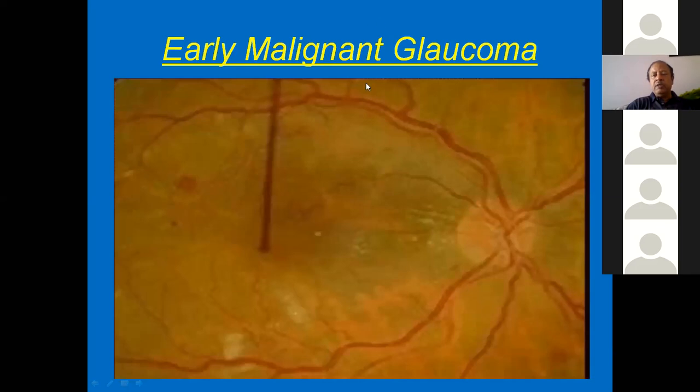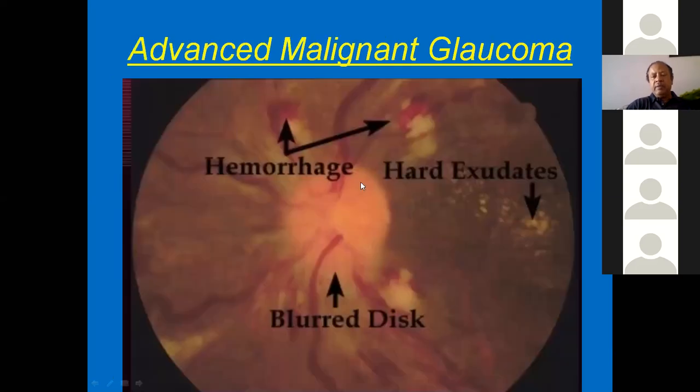Now, there are two types of malignant hypertension, early malignant hypertension and the advanced. You can see in the advanced, lot of hemorrhages, hard exudates, and the edema of the optic disc. This is advanced malignant hypertension.